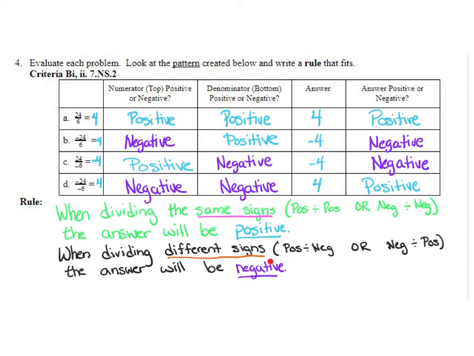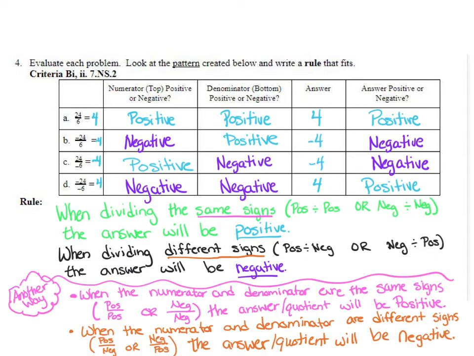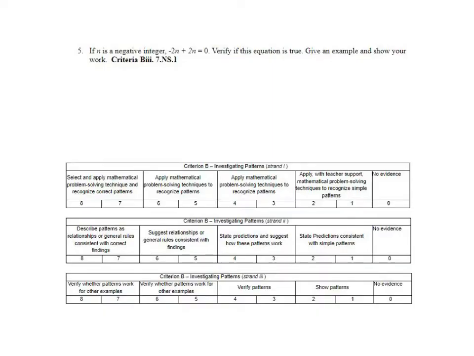When the numerator and denominator are different signs, positive over negative or negative over positive, the answer will be negative. So I'll go ahead and write that so you can see it. Here's the other way to write it. When the numerator and denominator are the same signs, positive over positive or negative over negative, the quotient will be positive. When they are different signs, the quotient will be negative. So this was another way you could have done this problem. So let's look at question 5.